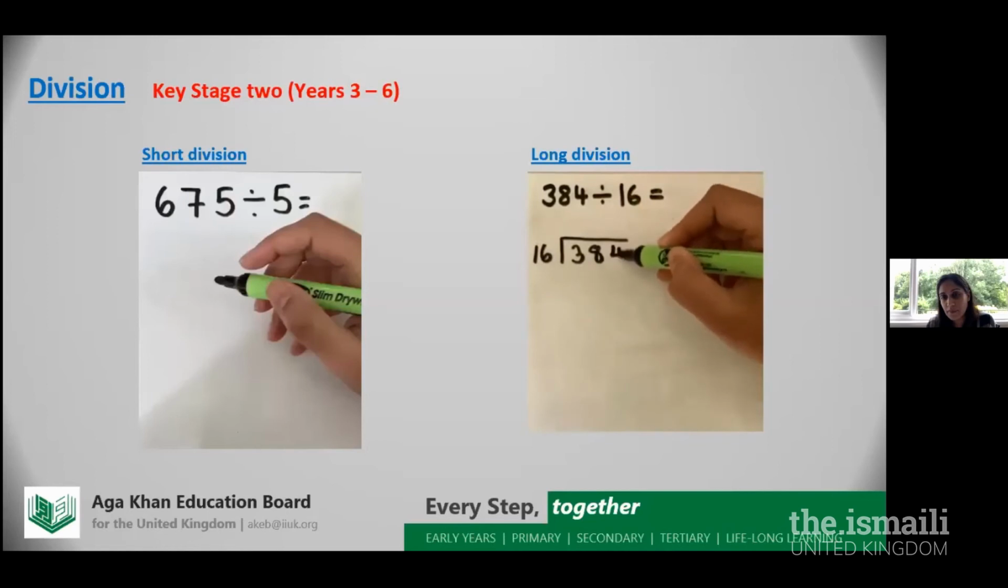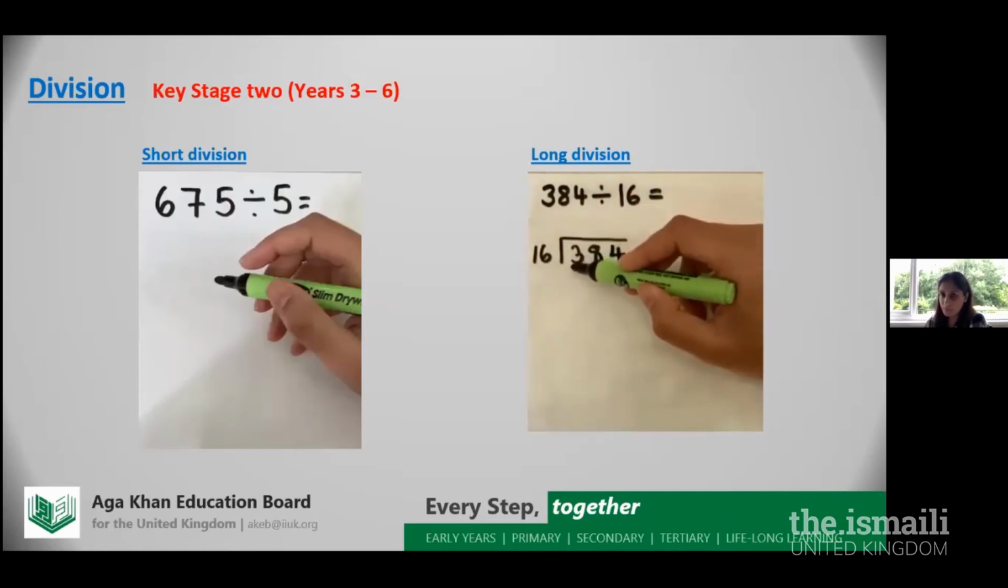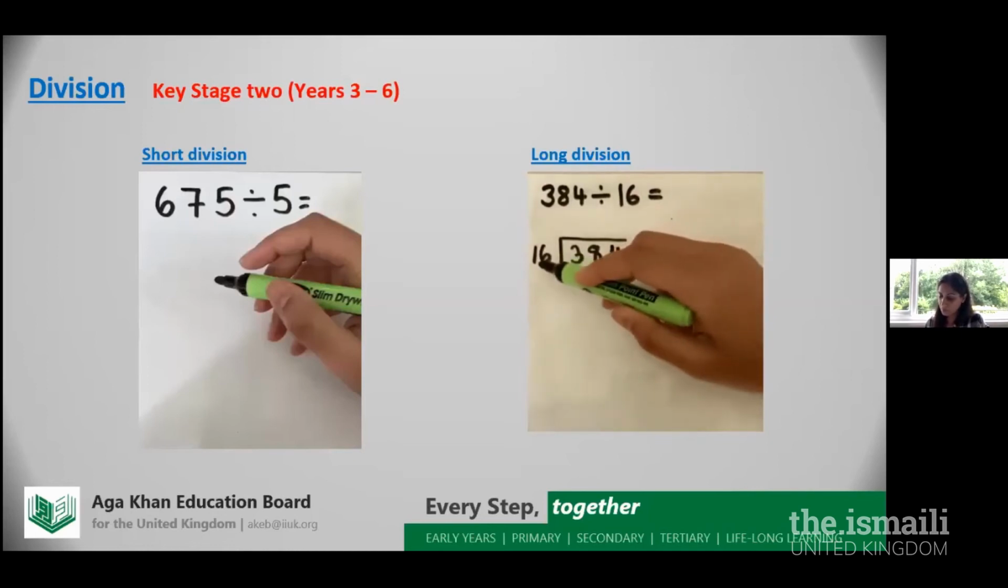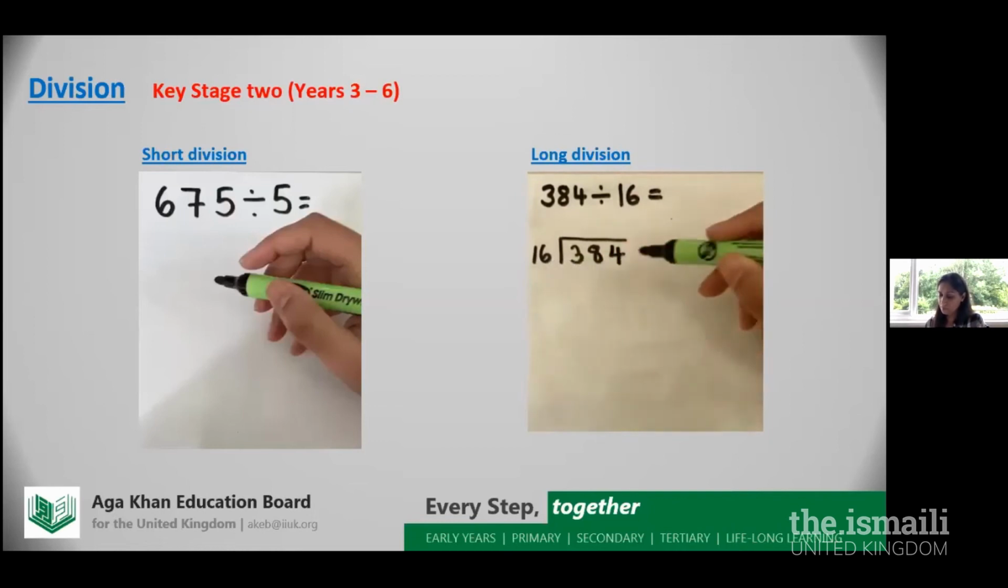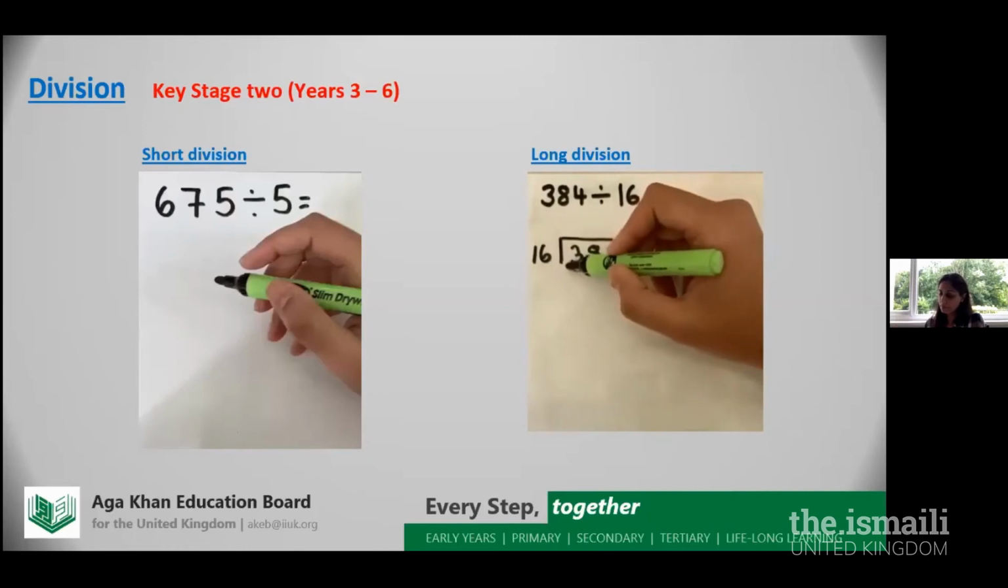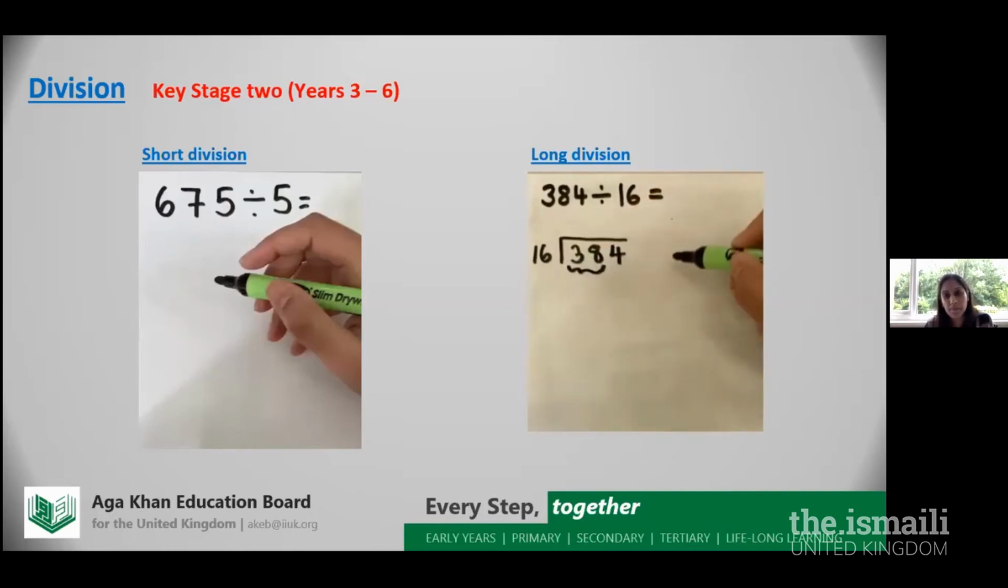Like in short division, we start on the left-hand side in the hundreds column and work our way down towards the ones column. In the first step, we can see that 16 does not go into 3, so we move across to the tens column and look at 38. So how many times does 16 go into 38? In the next step, we will need to use a bit of trial and error.